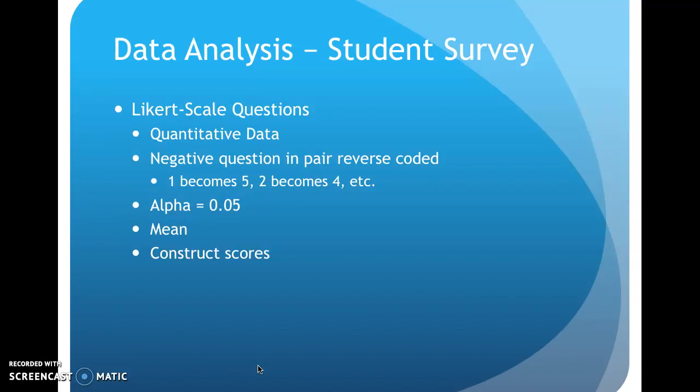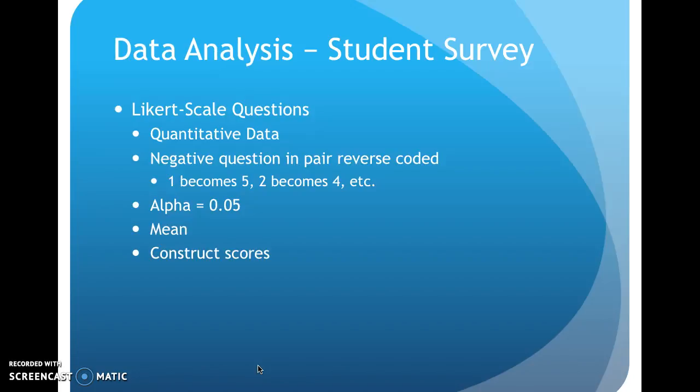So the quantitative data will be analyzed in a couple different ways. The negative question in each question pair will be reverse coded. So if they answer a 1, being the lowest, it will become the highest, a 5, and so on. 2 becomes a 4, so on. Alpha will be set at 0.05. This will allow for evaluation of the true value of the results.